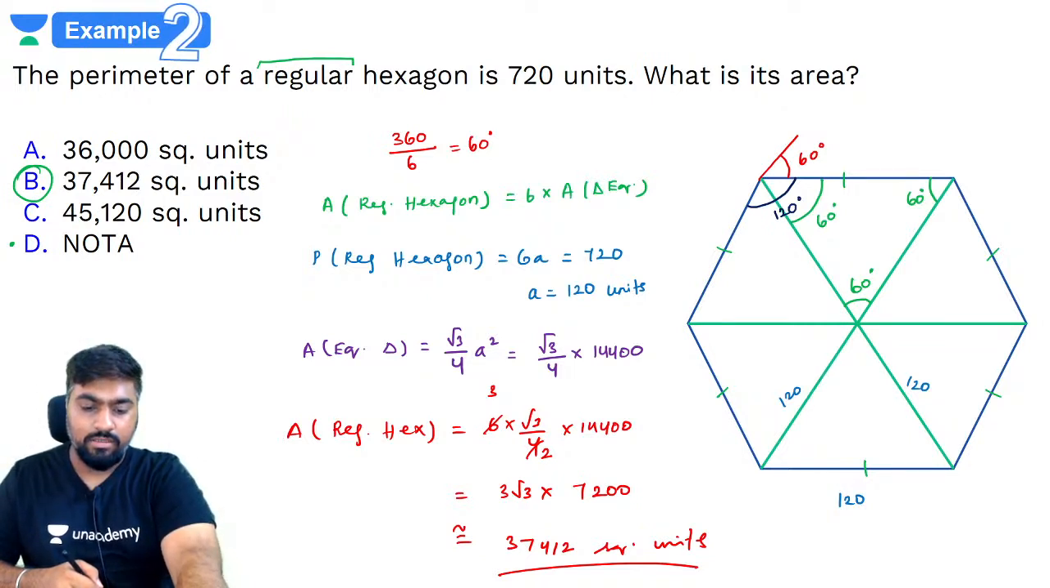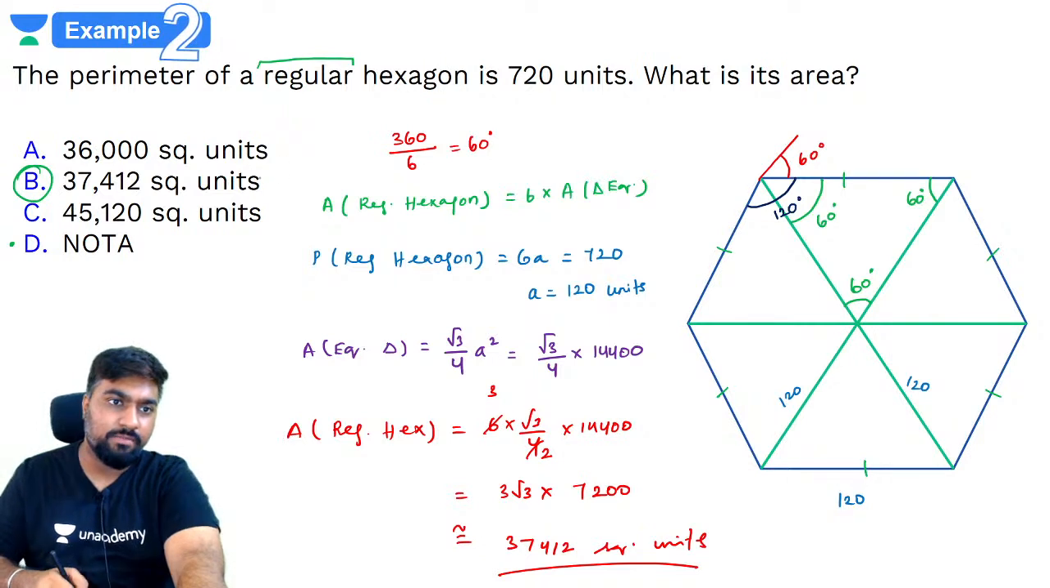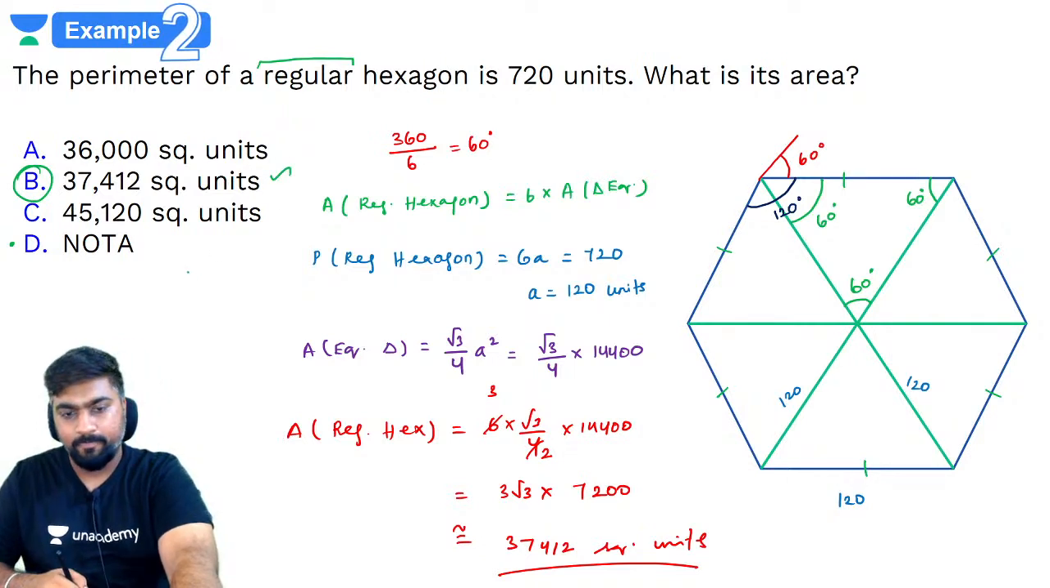Any doubts here? Into 6 करना भूल गए थे. No issues. Yeah, Rahul. Option B सही है. Option B is the right answer. Yes.